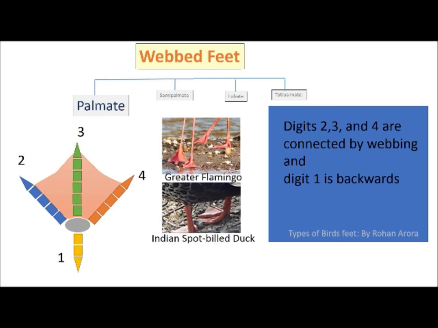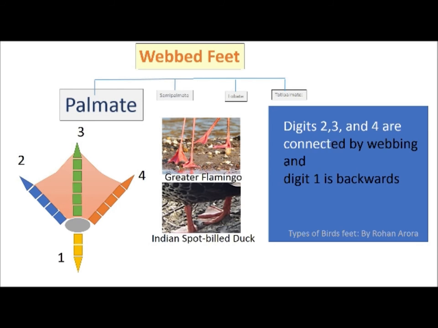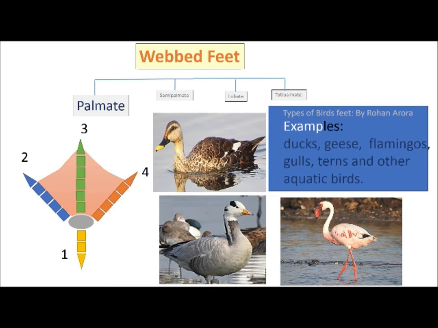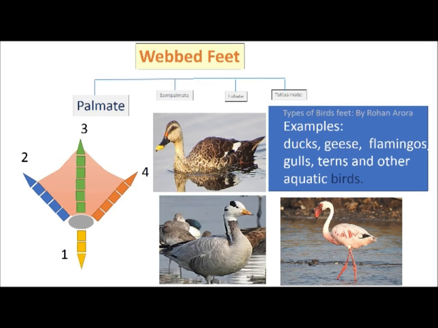Palmate is a type of webbed feet. In this arrangement, digits 2, 3, and 4 are connected by webbing, and digit 1 is backwards. This type of arrangement is found in ducks, geese, flamingos, gulls, terns, and other aquatic birds.